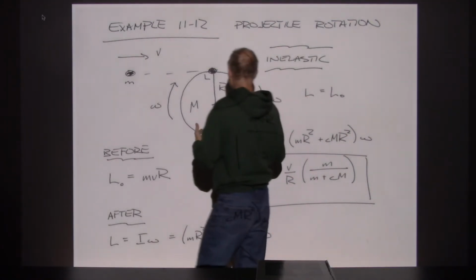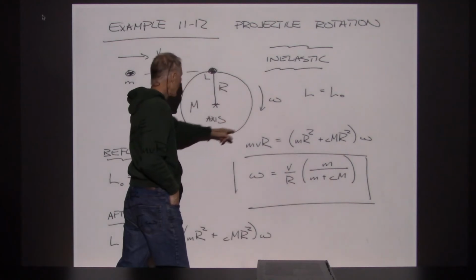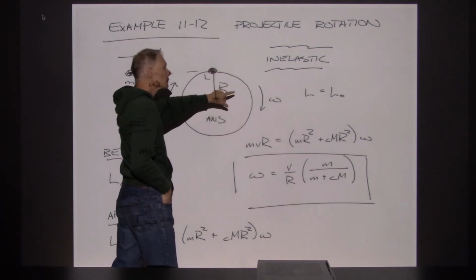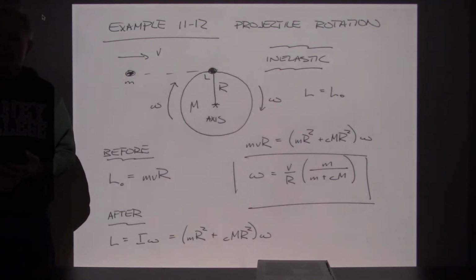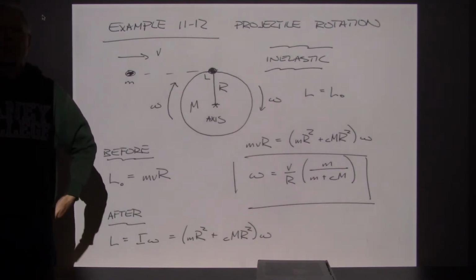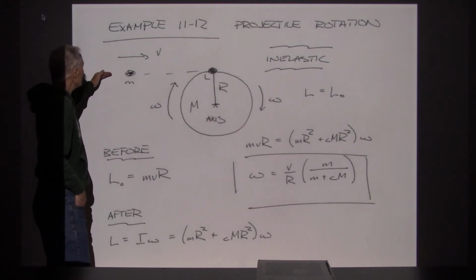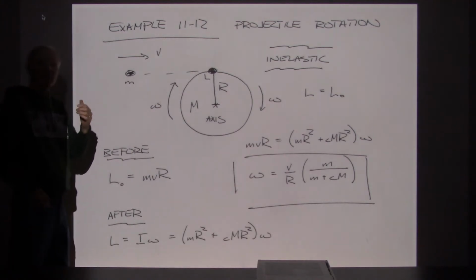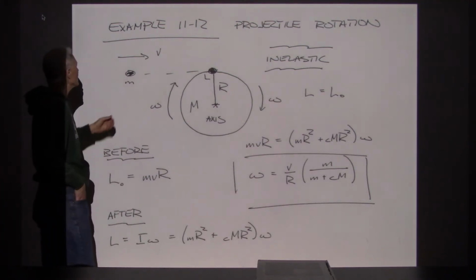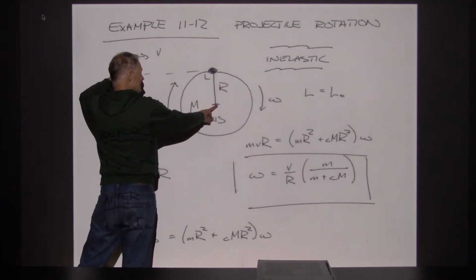Now, it's pretty clear that once this projectile hits, the object is going to go into rotation, and that rotation represents a certain amount of angular momentum. Where did it come from? Did the projectile coming in have angular momentum? It must have. Now, this is a little weird, saying that an object traveling in a straight line has angular momentum, but it does. And here is why. It has angular momentum relative to that axis.